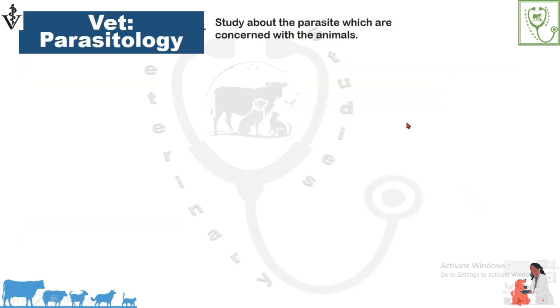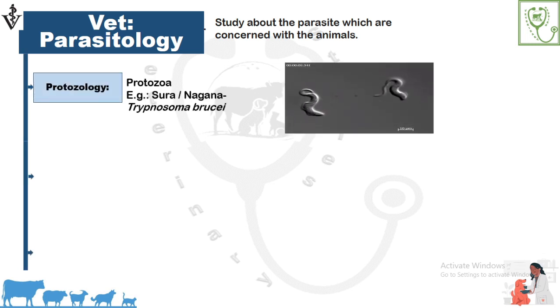Now, veterinary parasitology. In this we study the parasites which are concerned with animals. Veterinary parasitology includes protozoology. In this we study the protozoa which cause diseases in animals such as Babesia, Trypanosoma, Filaria. For example, Surra, nagana is a protozoal disease caused by Trypanosoma brucei.